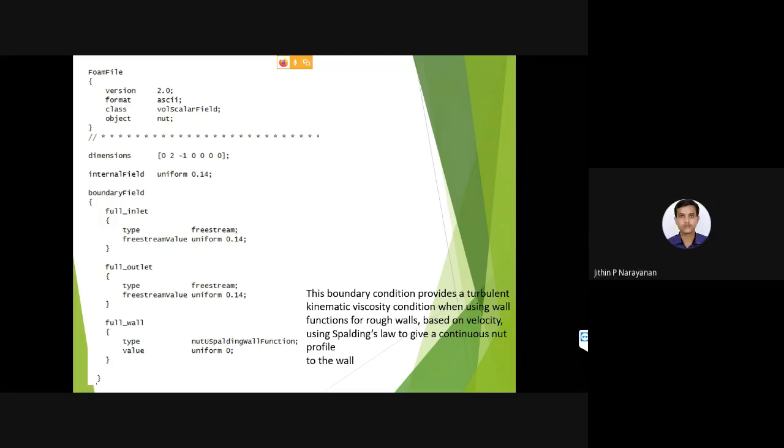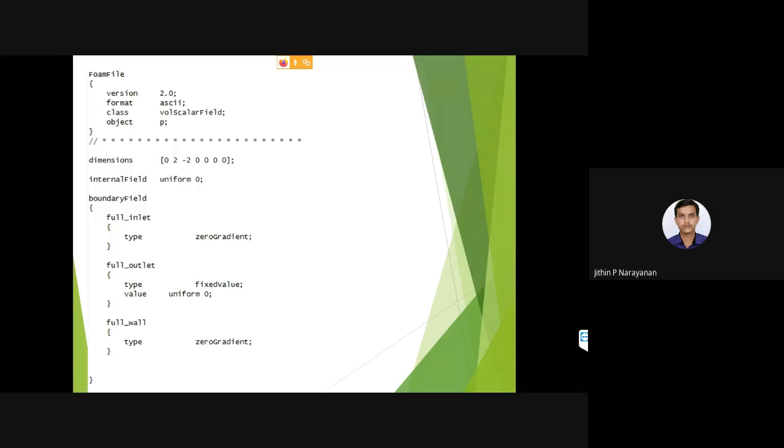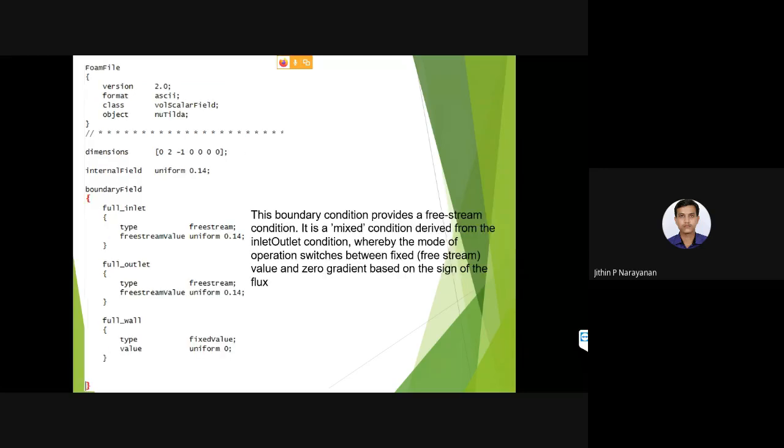Sir, one doubt in the previous slides. For velocity, this is nu tilde? This is for viscosity, no, sir? No, no. This is for finding the turbulent kinetic energy.